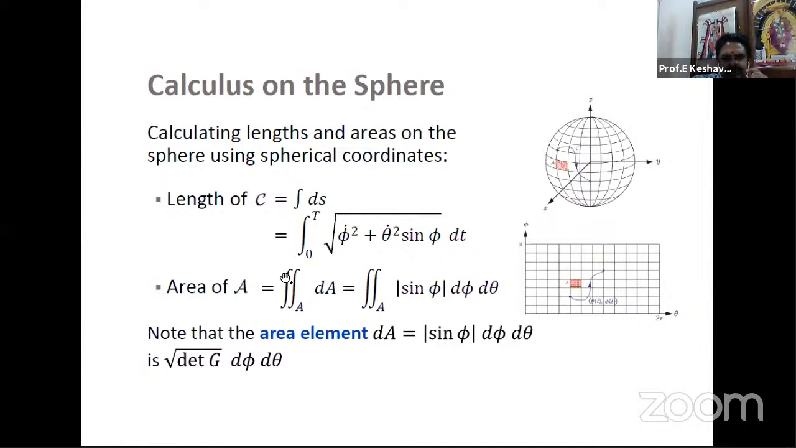And for area, a double integration gives the area. So if I want the area, I say that the double integration of dA will give the area. What is dA? Mod of sine phi d theta is the area element. This dA, which is known as the area element, is the square root of the determinant of G, d phi and d theta. So this is how to calculate the length and the area in this form.